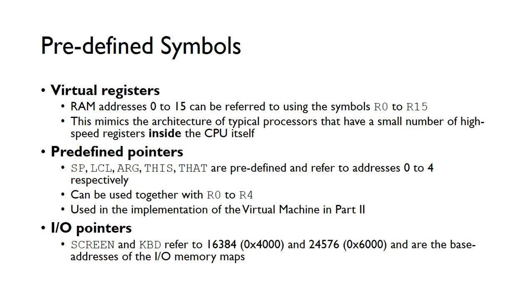And then there are also some predefined symbols for the I/O pointers. These are for the 2 input-output devices that make up the computer: we've got the screen and the keyboard. The screen refers to this memory location, and the keyboard refers to this memory location. These are just the base addresses of the I/O memory maps.